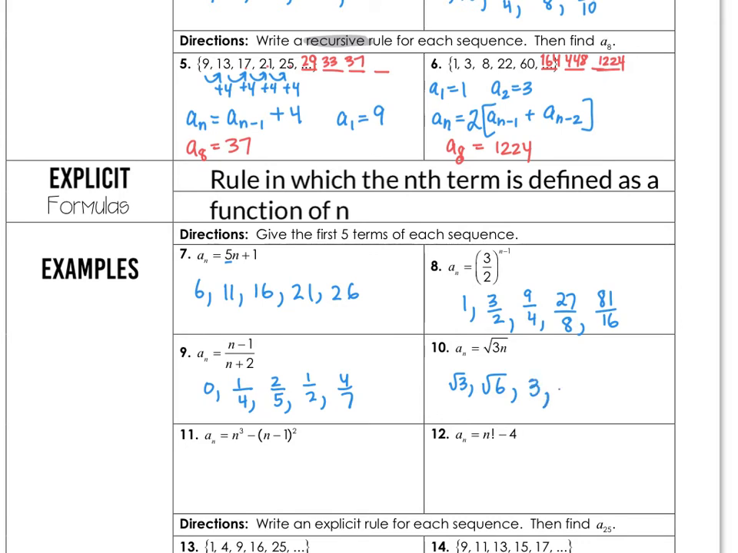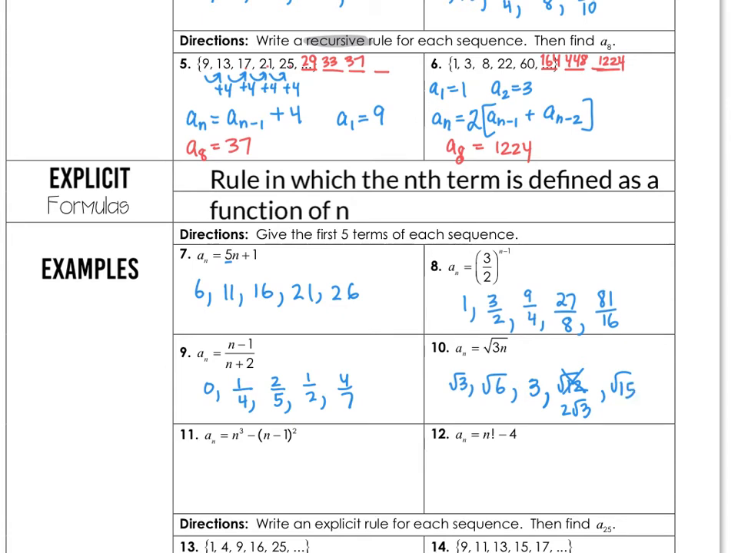N is 4, that's square root of 12. But you know what? That can break down to 2 square root of 3. So I really should write it like that instead. And then square root of 15. You always should simplify it.